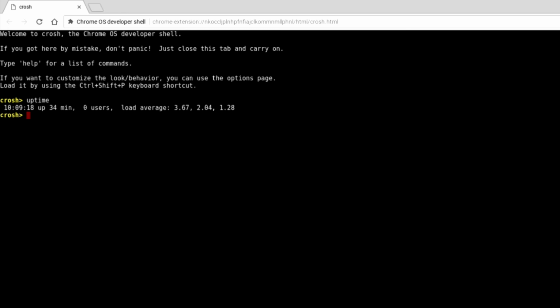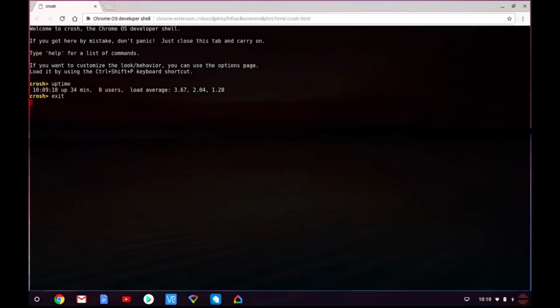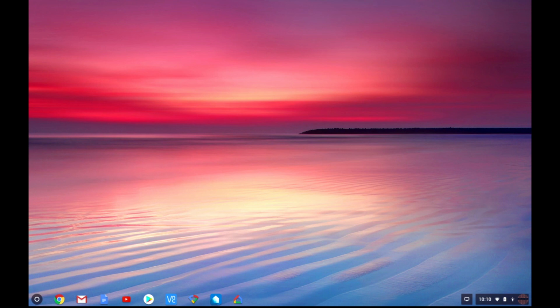To close the Chrome OS shell, we need to type exit at the command prompt. When we press enter on the keyboard, we are returned to the Chrome OS desktop.